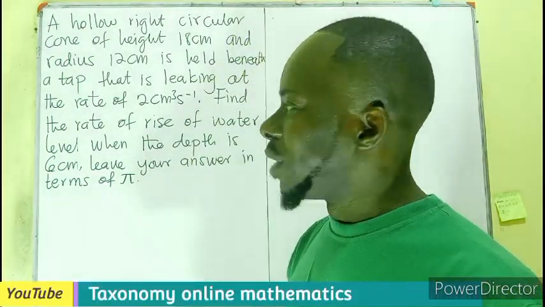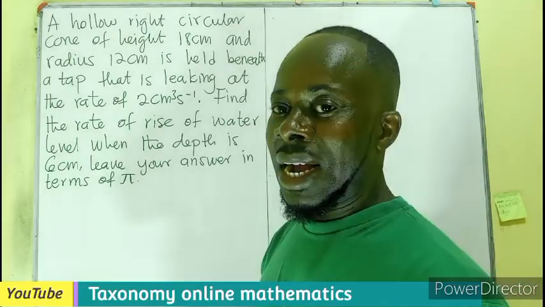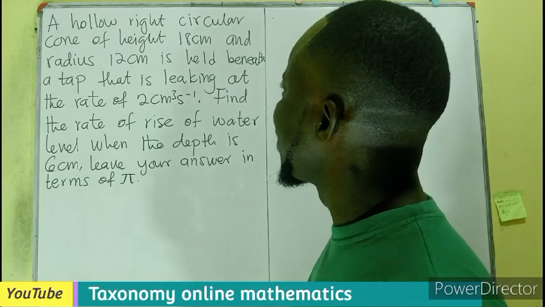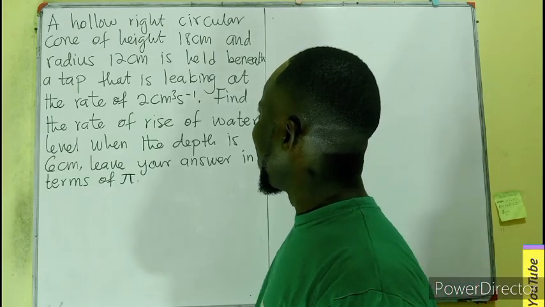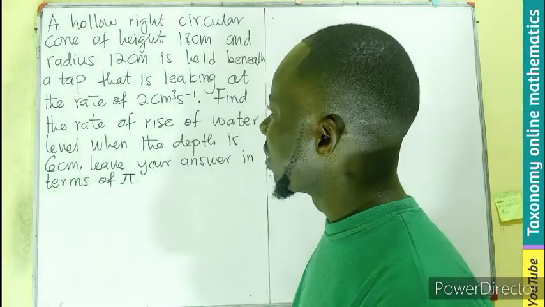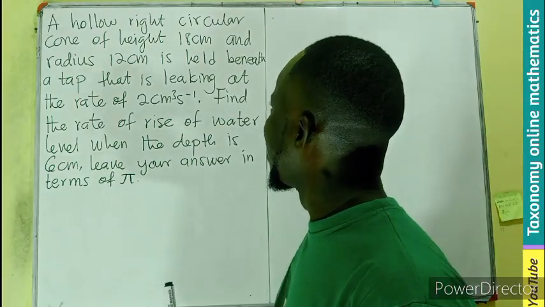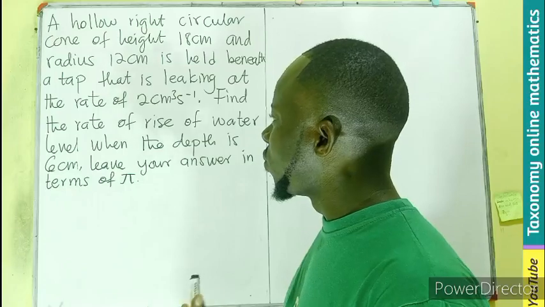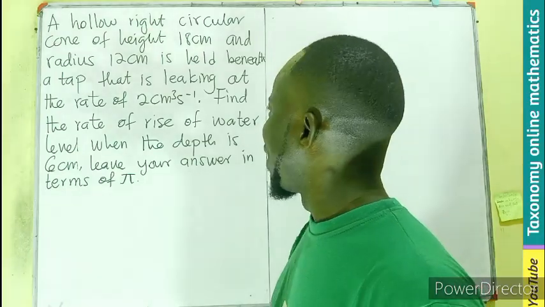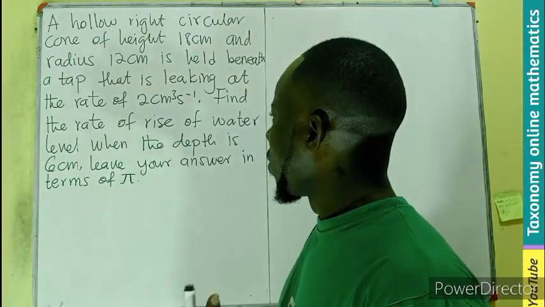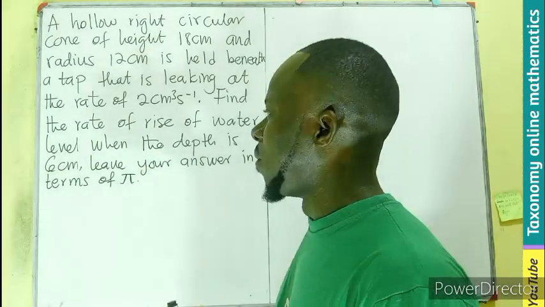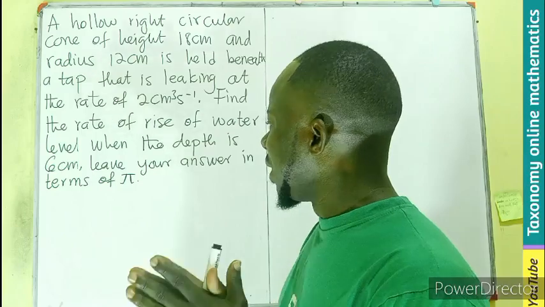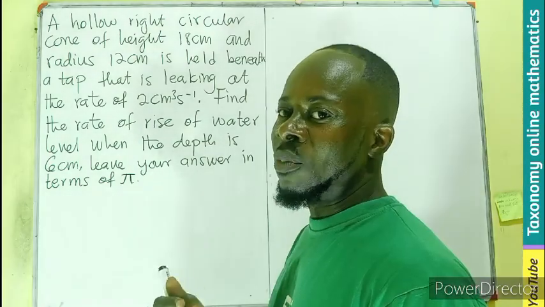In this episode, we want to look at this question under Calculus 3, application of differentiation. A hollow right circular cone of height 18 centimeter and radius 12 centimeter is held beneath a tap that is leaking at a rate of 2 centimeter cube per second. We have to find the rate of rise of water level when the depth is 6 centimeter. Leave your answer in terms of pi.